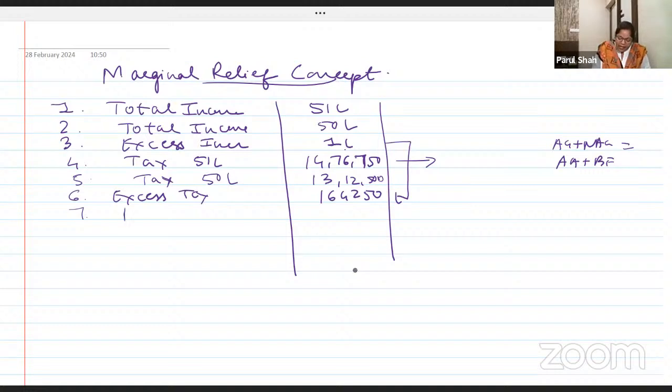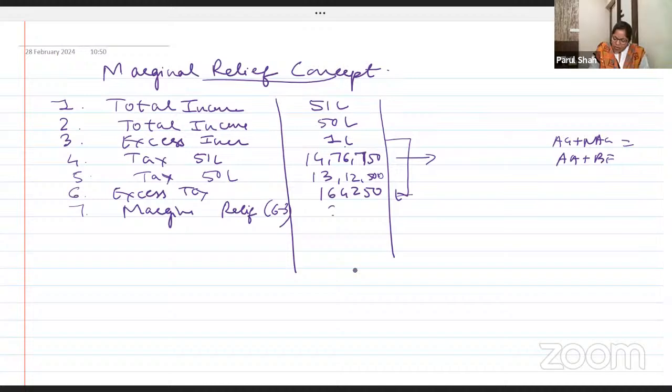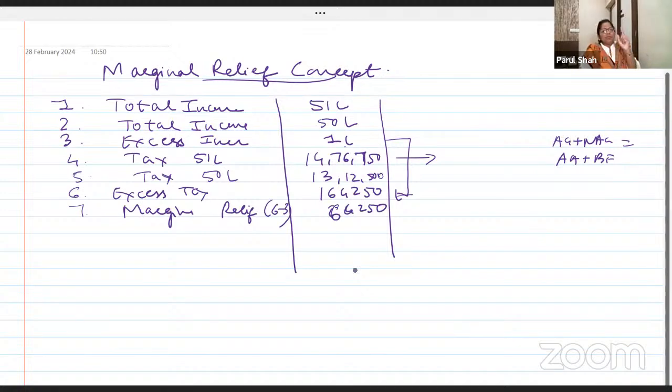So now, can I ask the government for a marginal relief? Step 6 minus 3. Whatever excess I have earned, 1 lakh, you keep. I don't mind. But just give me a relief of 64,250. How much is the excess tax? 1,64,250. Because of how much excess income? 1 lakh. The whole excess income you keep. But I have earned 1 lakh extra, and on that extra income, why should I pay 1,64,250 tax? It's wrong. So I want a relief of 64,250.